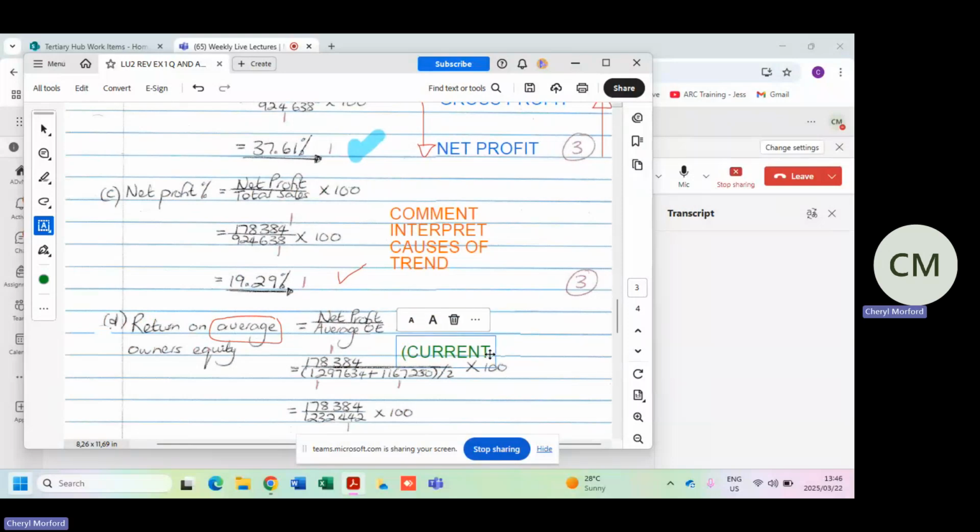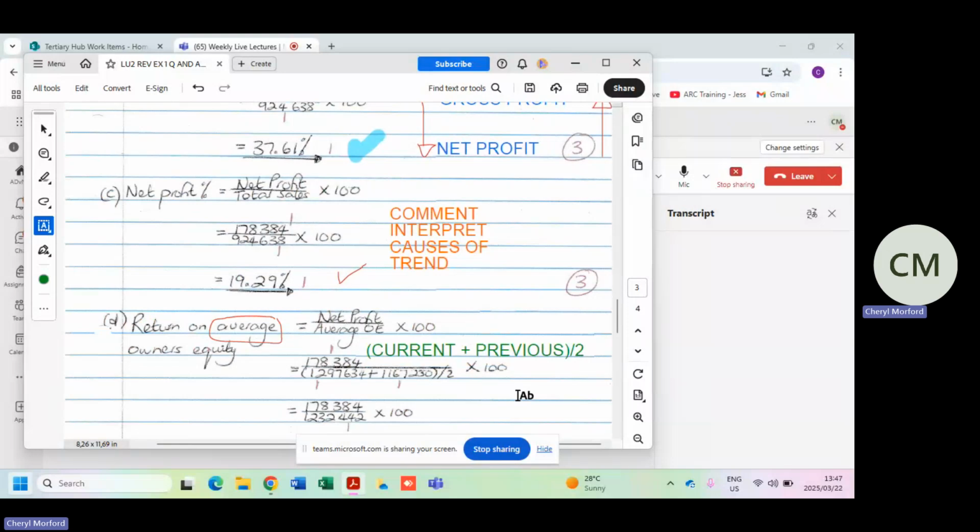And then what we're going to do, we are going to add the previous value from the year before. And we're going to close the bracket. And then finally, to find the average, we're going to divide by 2. Let me just move that so you can see it there. So the current plus the previous value, in this case of owner's equity, divide by 2.